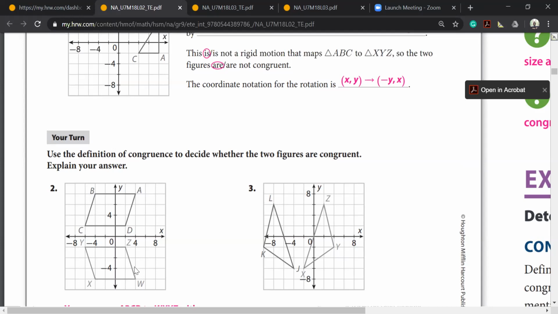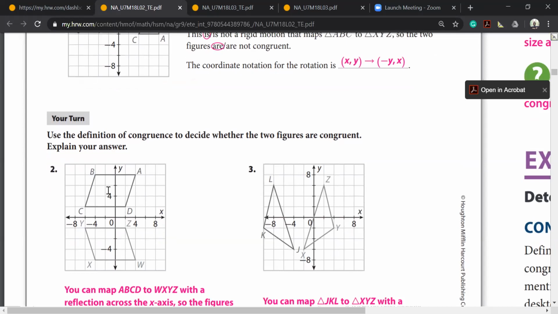So A is the same as W, D is the same as Z, B is the same as X, and C is the same as Y. How can you see two figures in the mirror? If you do a reflection. So it's very obvious that a reflection across the x-axis happened here, right? So this is what we are going to write.